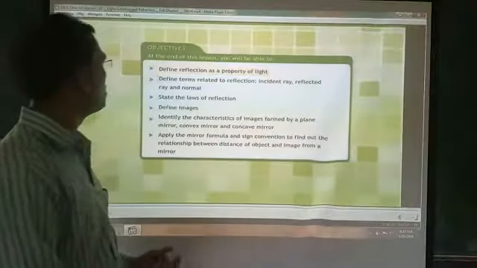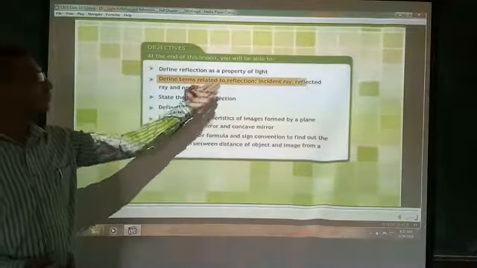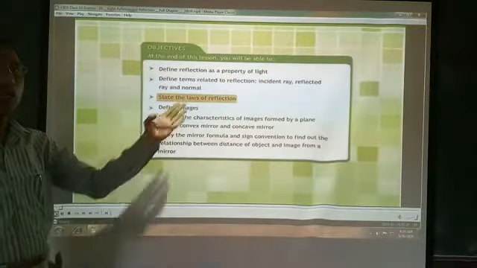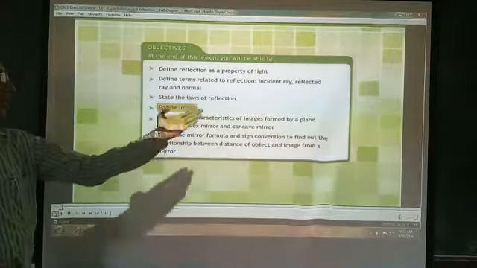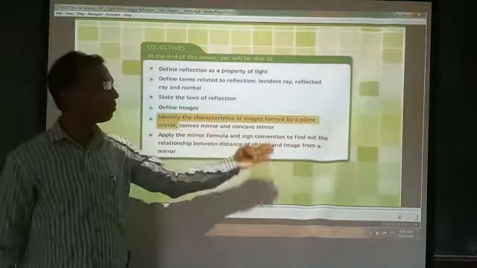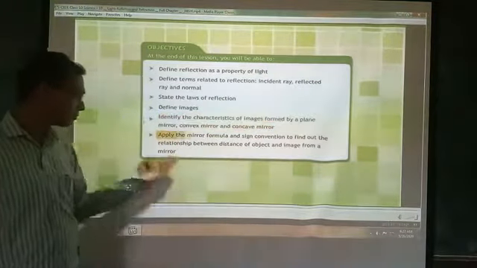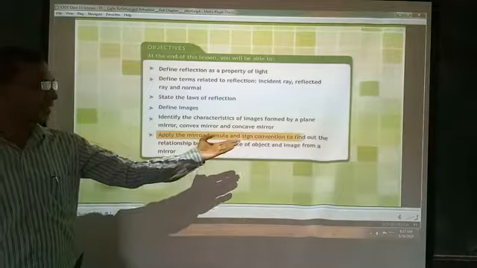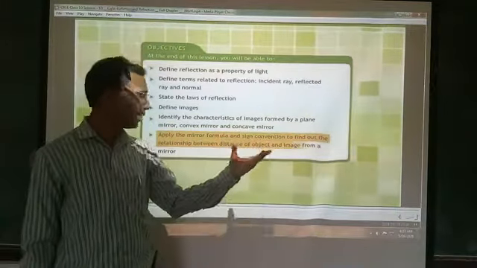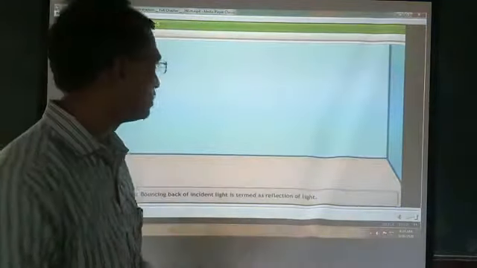At the end of this lesson, you will learn the terms related to reflection: incident ray, reflected ray and normal. Another is the laws of reflection, and identifying the characteristics of images formed by the plane mirror, convex mirror and concave mirror. Apply the mirror formula and sign convention to find the relationship between the distance of object and image from the mirror. All these points we have to discuss in this chapter.